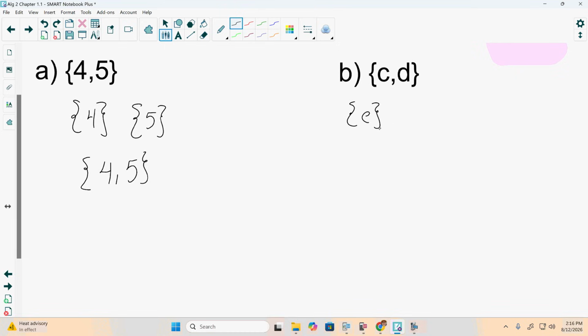C, D, CD. Questions on this here? Subsets is kind of nice. It's just {C}, {D}, {C, D}. {1}, {2}, {1, 2}. We feel comfortable with these here, yes? All right.